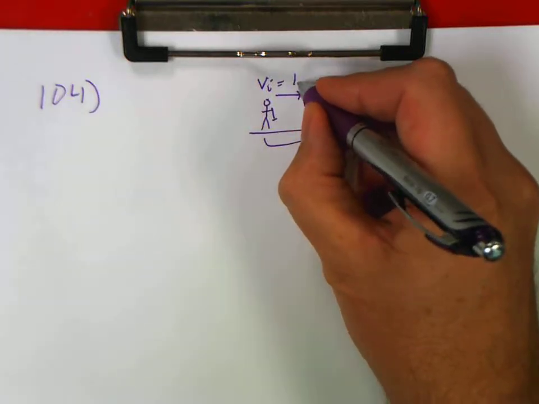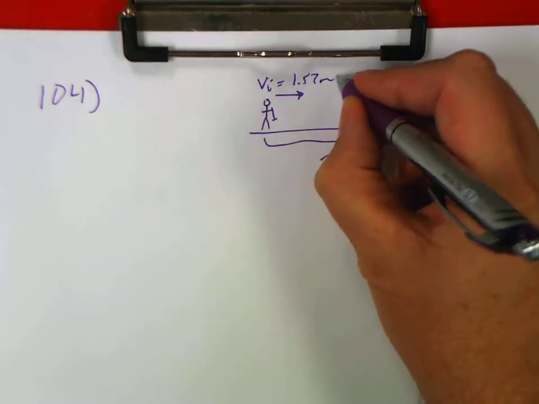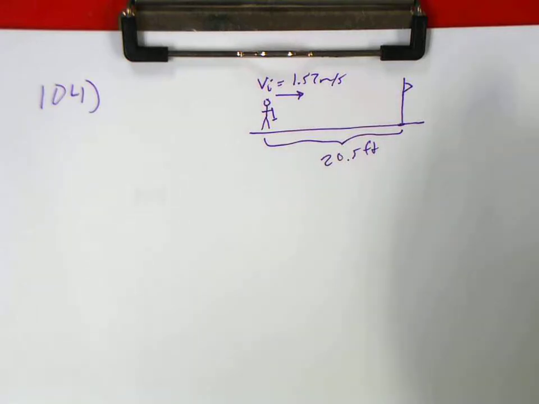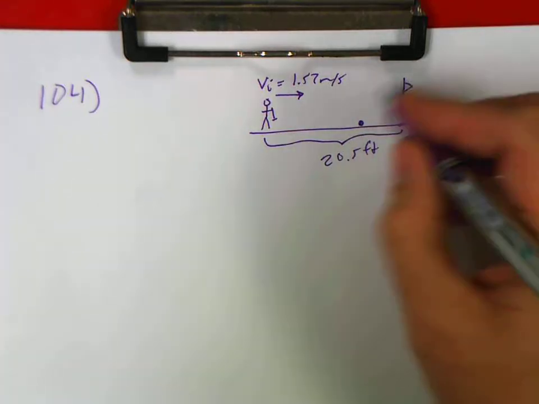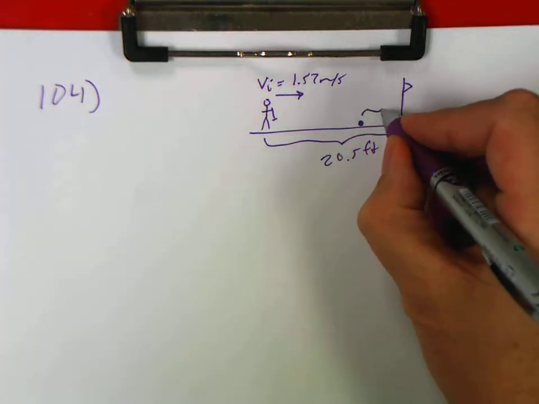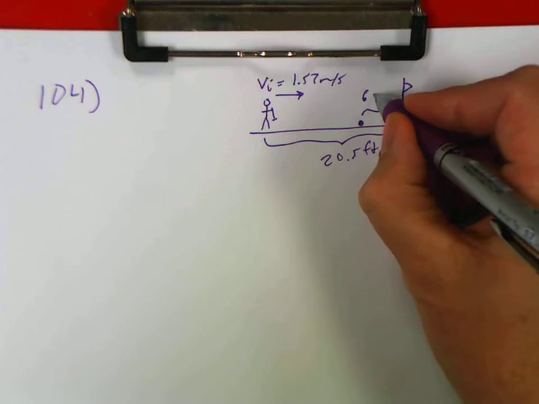What did they say? 1.57 meters per second. It stops 6 feet short of the hole. Dang it. All right, so from here to here is 6 feet.